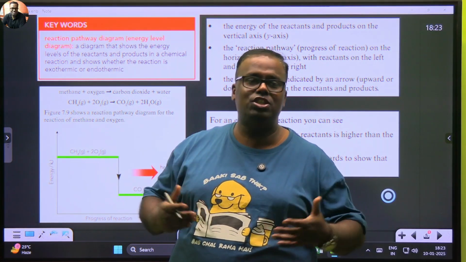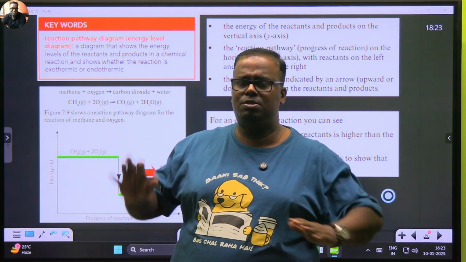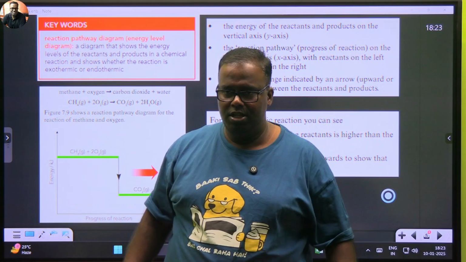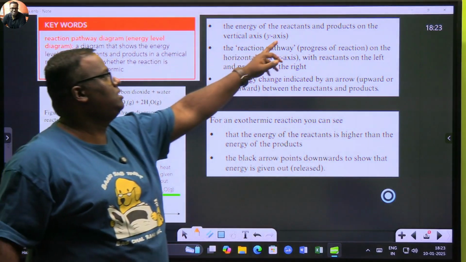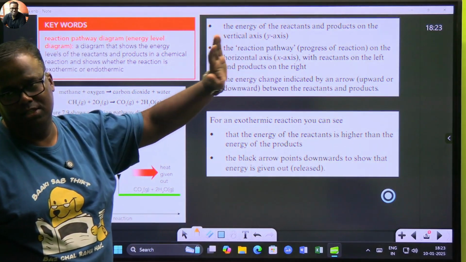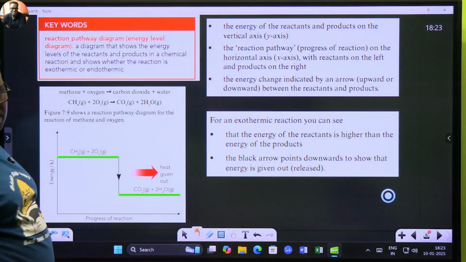By an energy pathway diagram. Whenever we construct an energy pathway diagram, it's very simple. It's an x and y axis diagram. On the y axis, the energy of the reactants and products are shown. Reactants and products. Let's see this. Let's pick up one reaction.